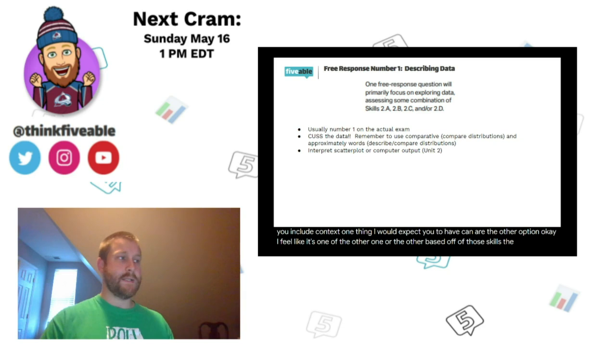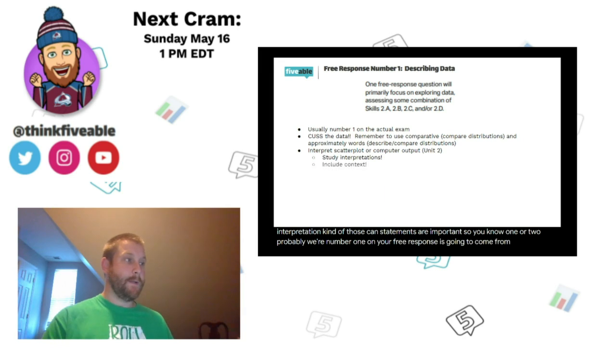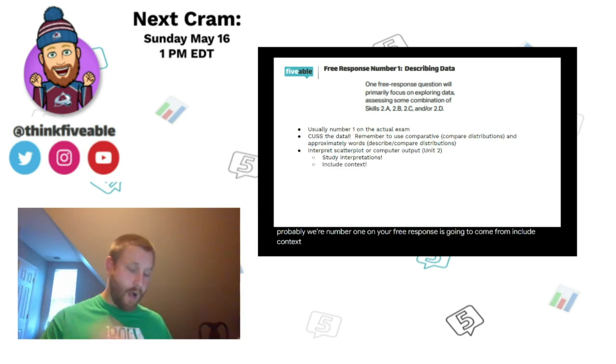The second one is interpreting a scatter plot or the computer output. Study the interpretations for slope, y-intercept, r squared, standard deviation of the residuals, all those things. Those interpretations, those "can" statements, are important. So unit 1 or 2 is probably where number 1 on your free response is going to come from. Include context on all of these.